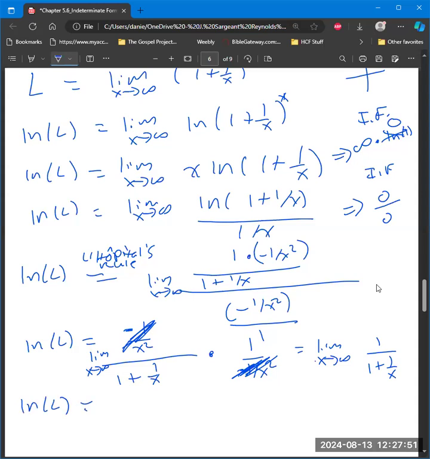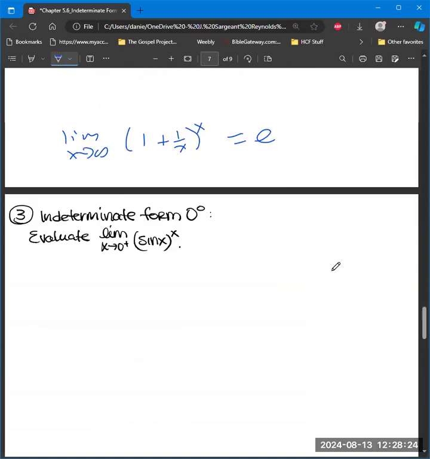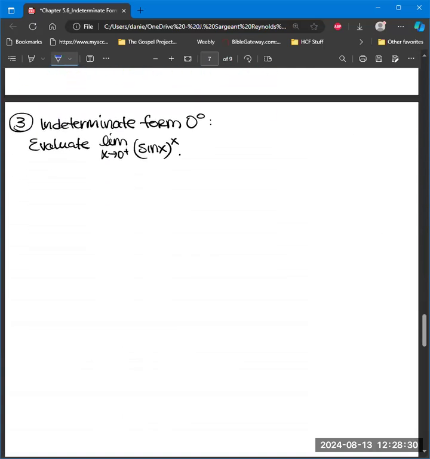So ln of L is equal to, and I can evaluate this directly now, 1 over 1 plus 0. So 1 over 1 is 1. That's not our final answer, because we need to say that L, our limit, is equal to e to the 1, which is e. So our limit as x goes to infinity of 1 plus 1 over x to the x is equal to e. Just like we said it was going to be, because that's one of our definitions of e that we're going to talk about in calculus. We'll learn another definition of e later on.